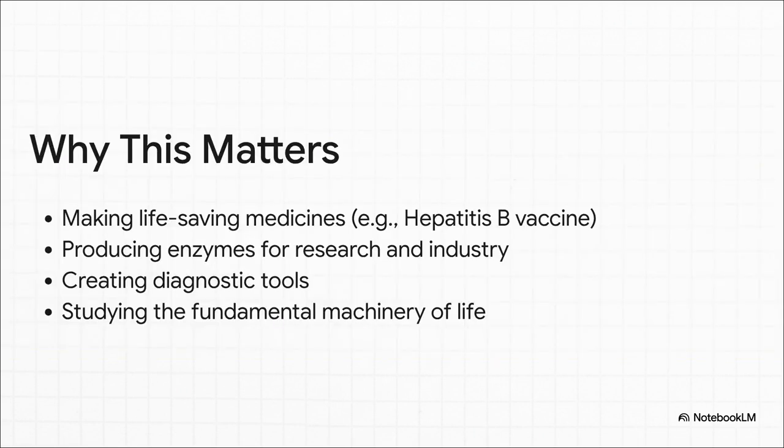And this brings us right back to the beginning. What's the big deal? Well, this is the big deal. This whole process is how we make countless life-saving medicines. The vaccine for hepatitis B, it's made this way. It's how we mass-produce enzymes for everything from laundry soap to cutting-edge research. It's the engine behind new diagnostic tools. It is the fundamental technique we use to study the very machines that make our bodies run.